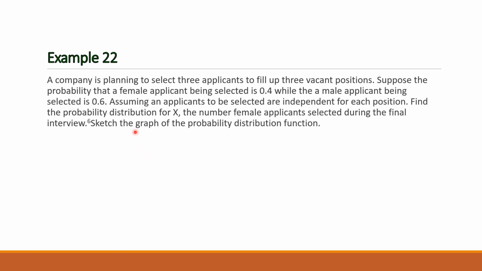Now let's take a look at example 22. A company is planning to select 3 applicants to fill up 3 vacant positions. Suppose the probability that a female applicant being selected is 0.4, while the male applicant being selected is 0.6. Assuming the applicants to be selected are independent for each position. Find the probability distribution for x, the number of female applicants selected during the final interview.